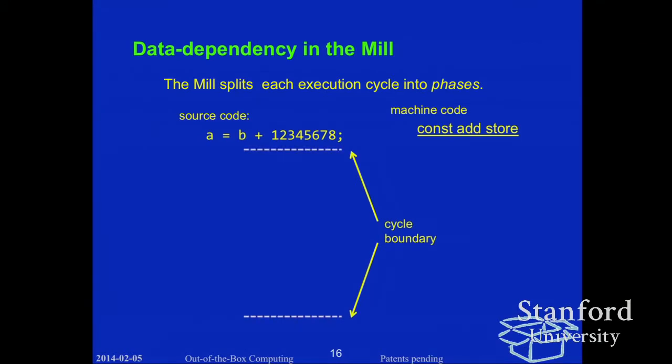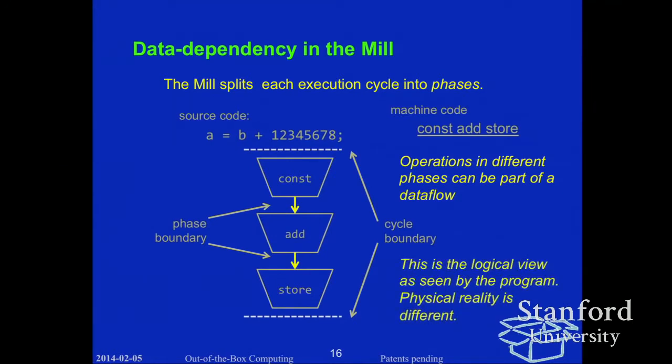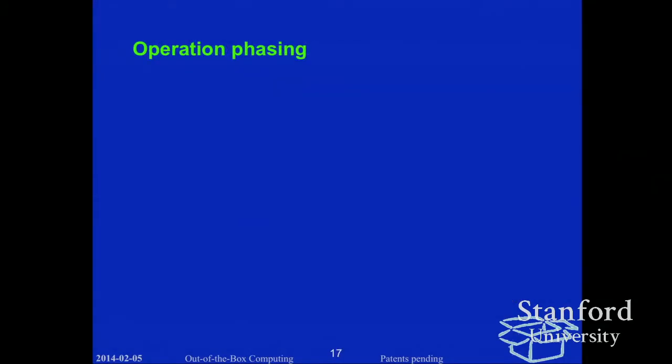The underline recall means that this is in one instruction. There's our cycle boundaries. The const unit happens there. That feeds the add, because operations in different phases can be part of the same data flow. There's a phase boundary between the two, but not a cycle boundary. And there's a phase boundary between the add and the store. Now, this is the logical view. Physical reality is different. I used to say that when I was in the 60s.